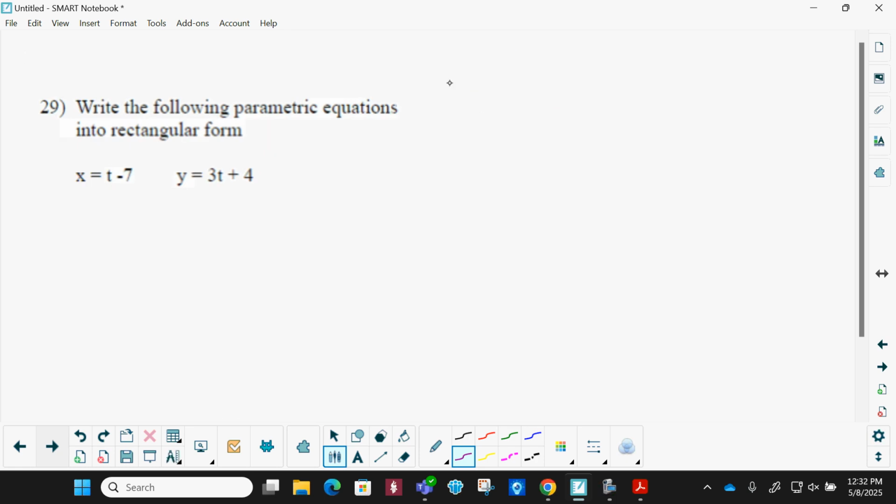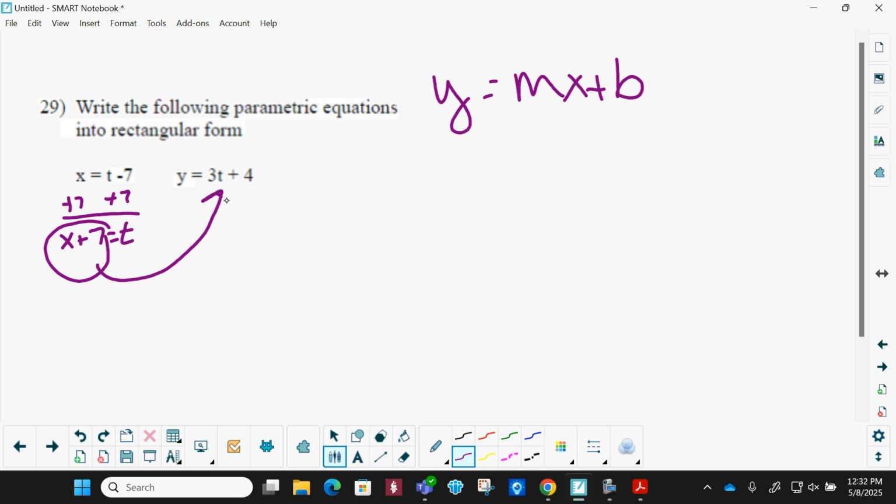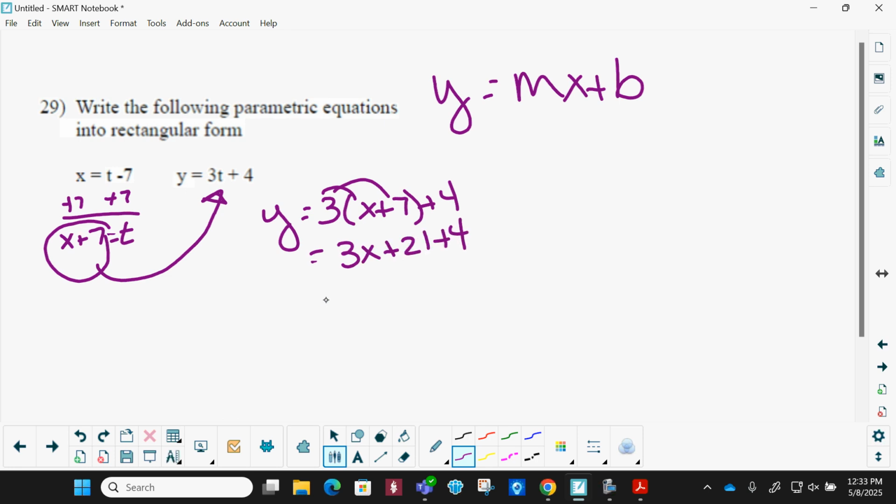Okay. Here, we're going to get this into the y equals mx plus b format. We want to get rid of the t's. So here, what I'm going to do is add 7 to both sides. So we're going to get x plus 7 equals t. Then I'm going to plug this in there. So y equals 3 times x plus 7 plus 4. And just clean it up. So we get 3x plus 21 plus 4. So prettying up, it's 3x plus 25. There you go.